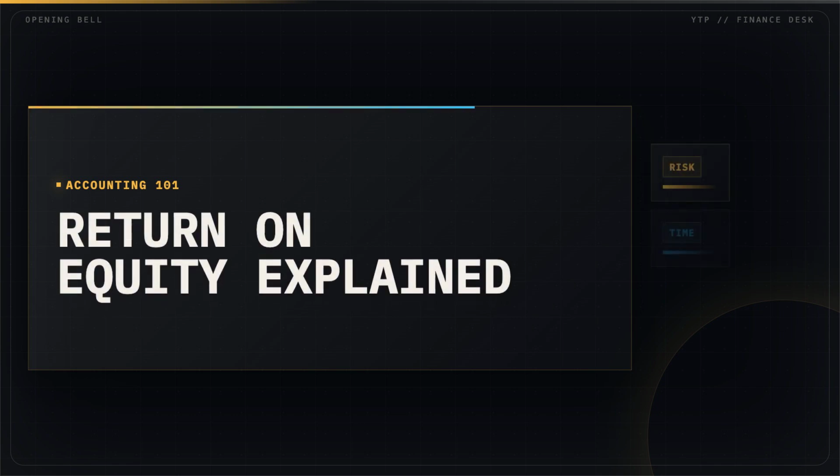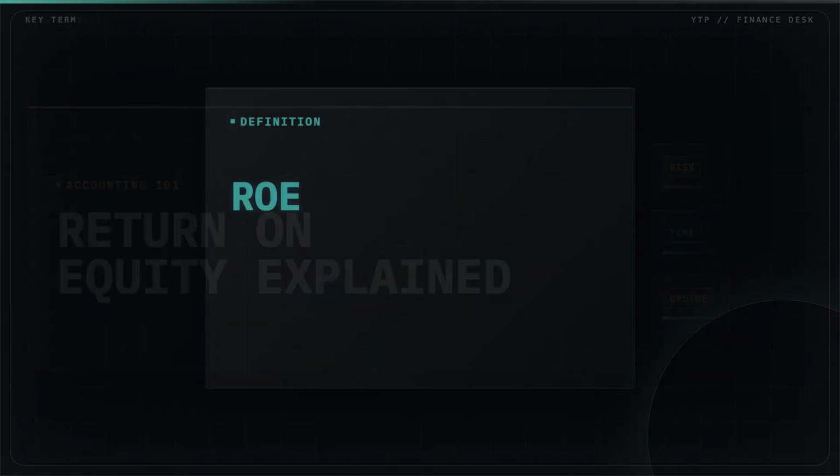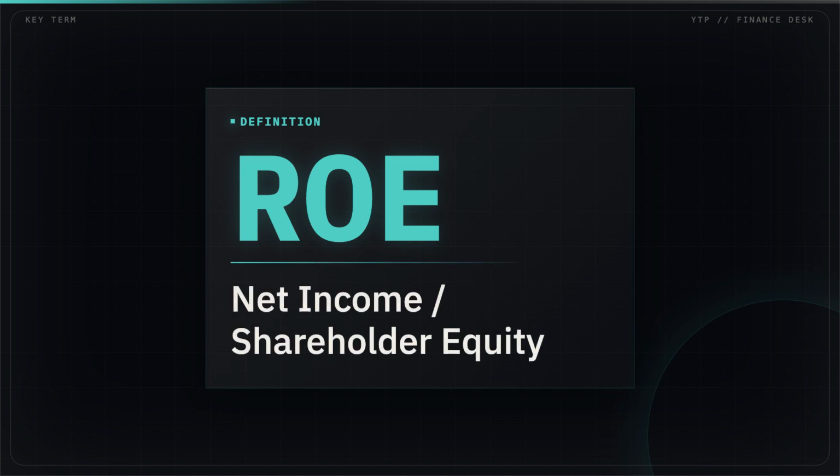Return on equity, or ROE, measures how efficiently a company uses your investment to generate profit. Let's see how it works. At its simplest, ROE is just the company's net income divided by the total equity held by shareholders.